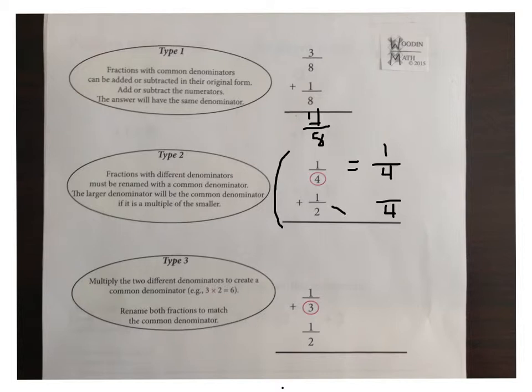So I make a rule with multiplication. I'm going to multiply the denominator 2 by 2 to get 4, and I'm going to do the same thing to the numerator. What I'm doing here is I'm multiplying by a fraction that means 1. So I'll make the fraction look different, but it'll be worth the same. 1 times 2 is 2.